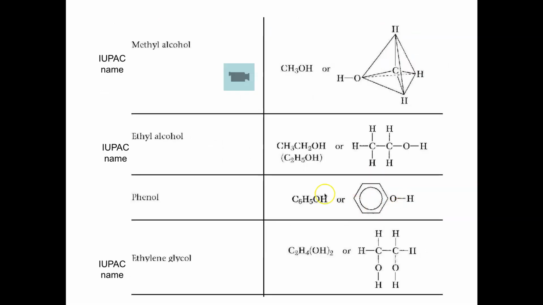Now, here are some other examples. Methyl alcohol is a common name, but we call methane with an OH group methanol. We don't put a number there because it's just one carbon. Here is ethyl alcohol, a very common name also, but it's 2 carbons, and the OH group is on the first carbon. But because you can flip this over, it's always on the first carbon. We don't put a number here as well.